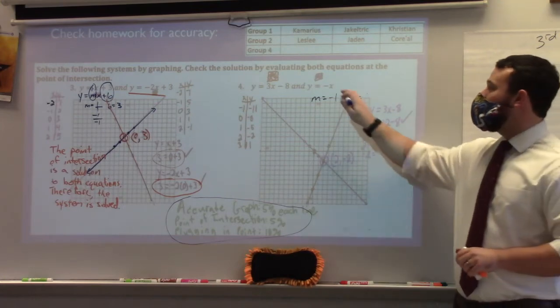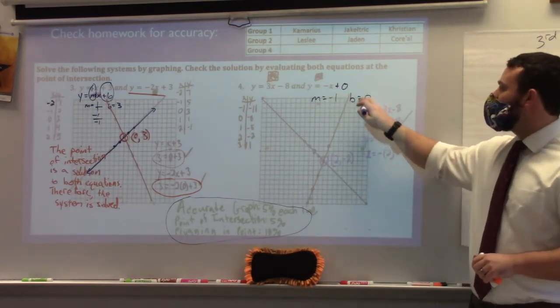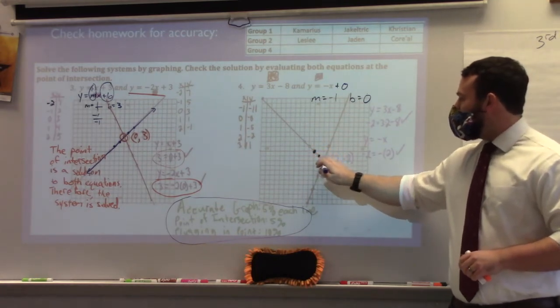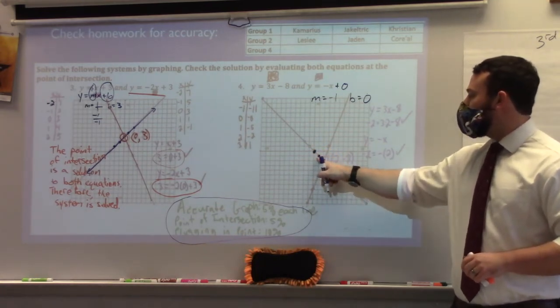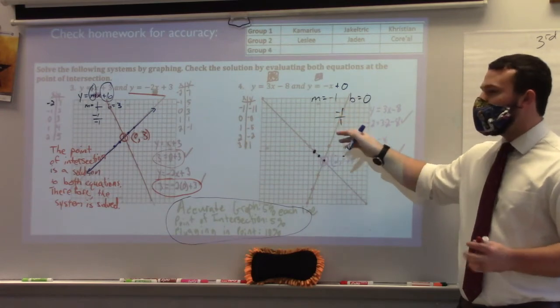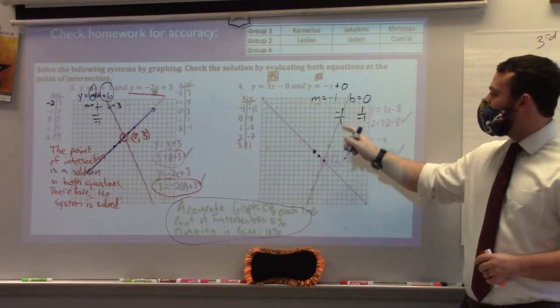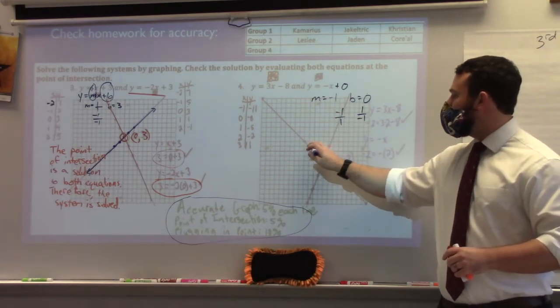The only thing I don't have to add is a 0. And so notice y-intercept of 0, slope of -1, which means down 1 to the right 1. Notice that's -1. Or that could mean up 1 and to the left 1. Both of those are -1s. So up 1 to the left 1.